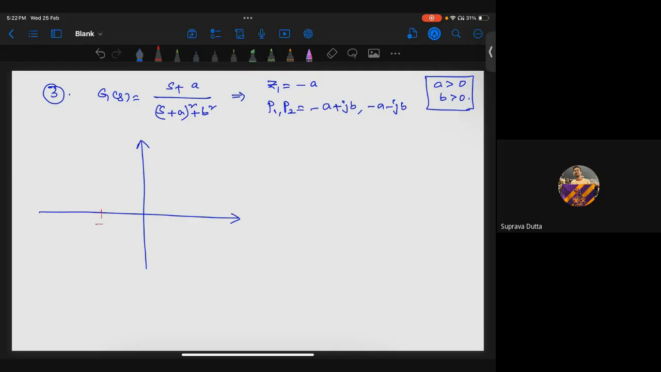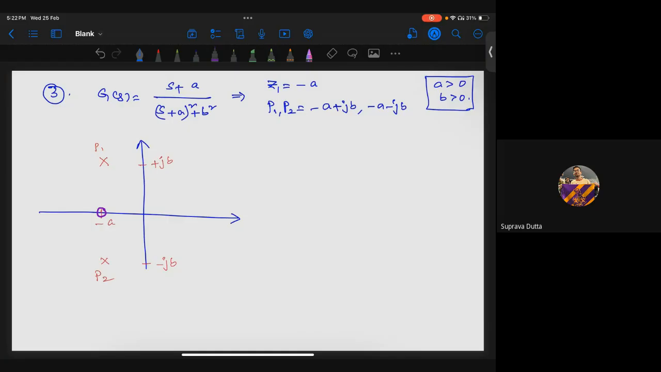So minus a plus jb is the pole p1. The p2 is minus a minus jb. This is p2. Is this clear? The pole we represent with the cross mark, and the zero at minus a we represent with the circle. Is this clear?